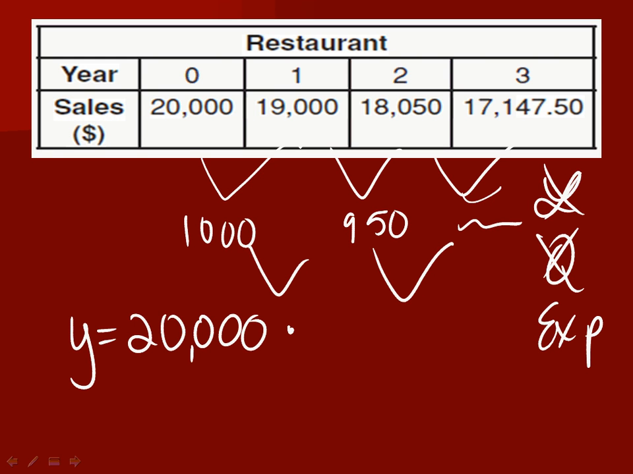Okay, now, if I take 19,000 and divide by 20,000, what do you get? 0.95. If I take 18,050 and divide by 19,000, do you get 0.95? Yes. Maybe you want to check the third one, but yes, it is 0.95 to the x. The end.